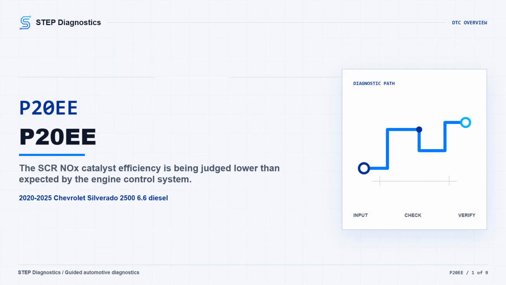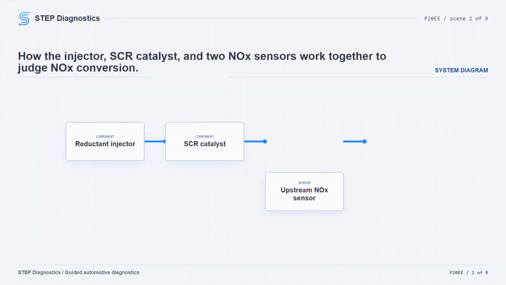On this Silverado diesel, P20EE is an SCR NOx catalyst efficiency code. In plain terms, the control module may be seeing that the after-treatment system is not reducing NOx as well as expected. The truck may show an emissions warning, may request service, and can be affected by possible DEF quality or contamination issues, reductant pressure or delivery problems, exhaust leaks, NOx sensor feedback problems, intake or charge air leaks, engine condition issues, or the SCR catalyst itself.